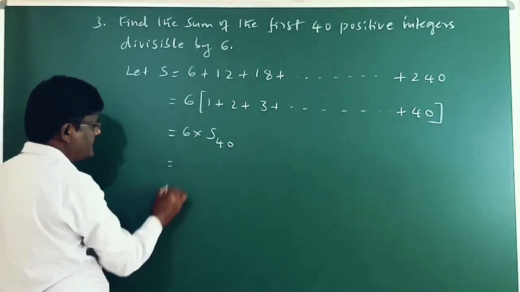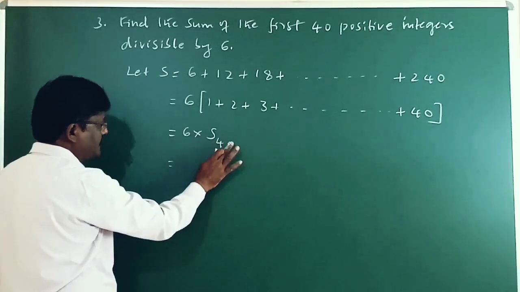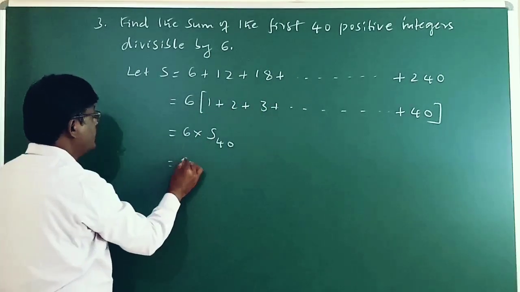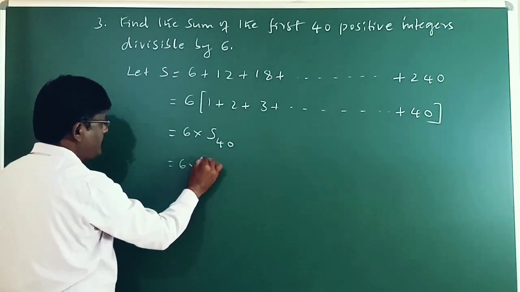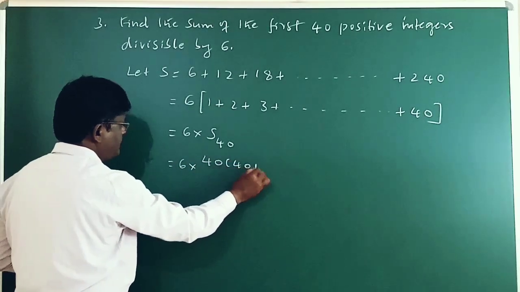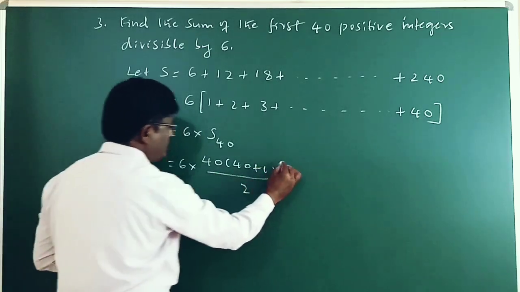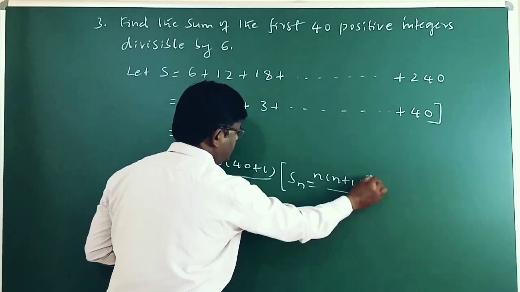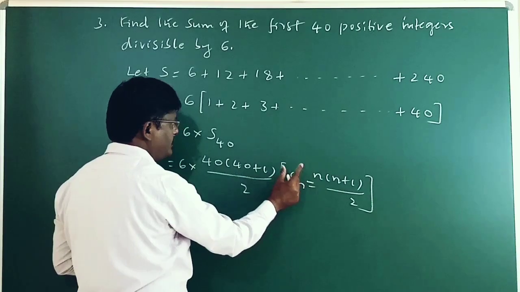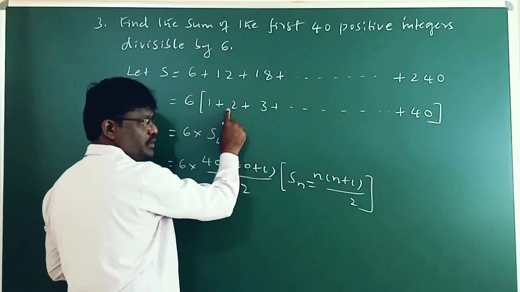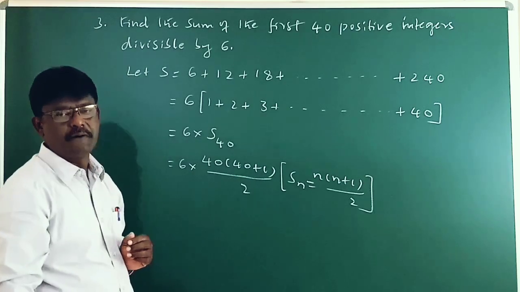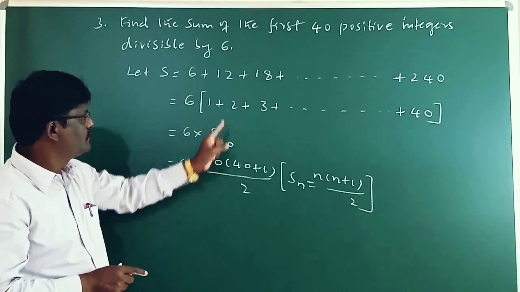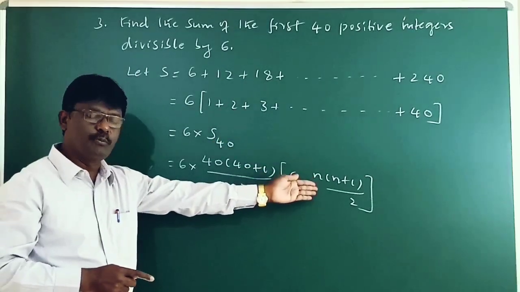S40. What does S40 mean? Here it is understood: it starts from 1, common difference 1, and ends with 40. Therefore, here we could apply the formula n into n plus 1 divided by 2. Just as we mentioned, Sn equals n into n plus 1 divided by 2. Not always, only when the condition obeys. That means it should be the sum of first n positive integers, and since here we have the same, that's why it could be applied.